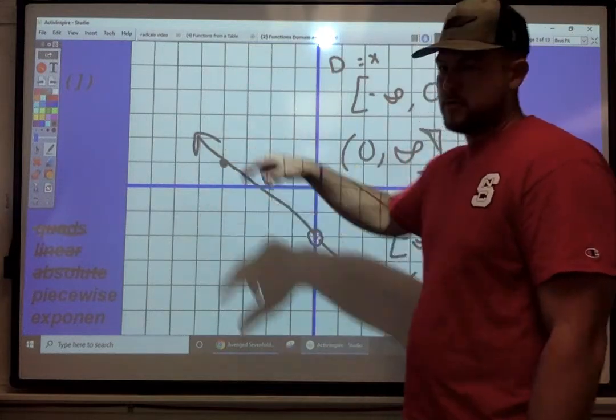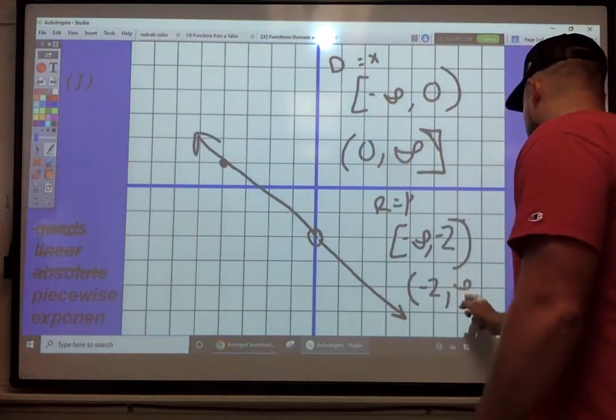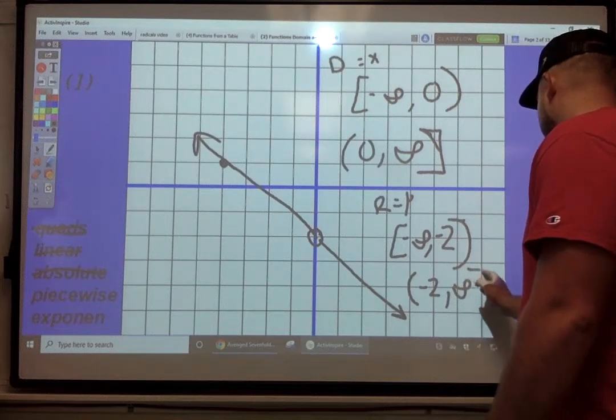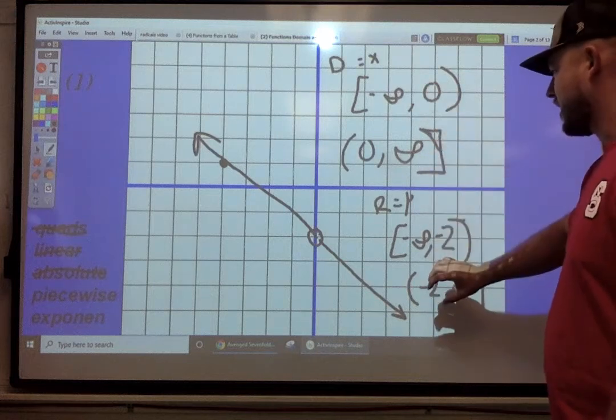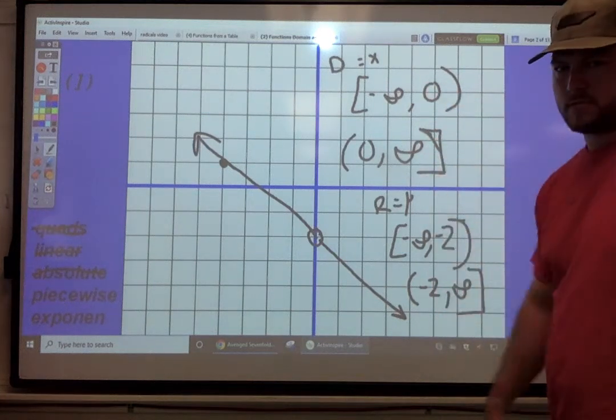Then we get to our arrow, so it keeps on going and going, all the way to positive infinity, and we show a bracket, right? So this is our domain and range, kind of in our bracket parentheses format.